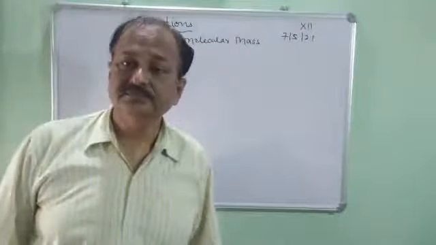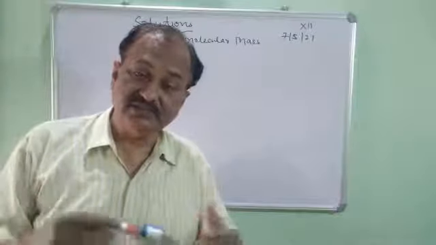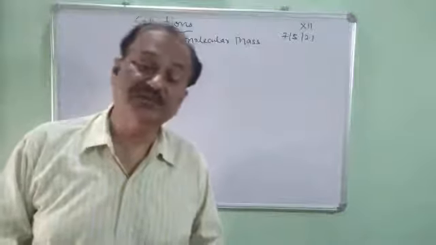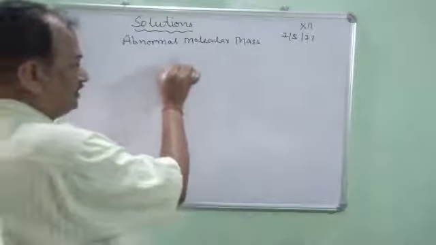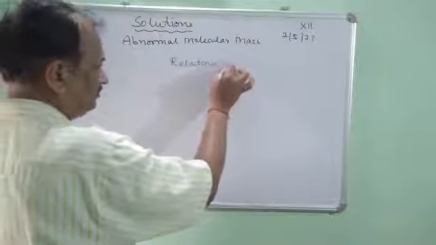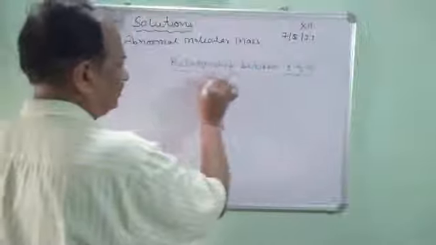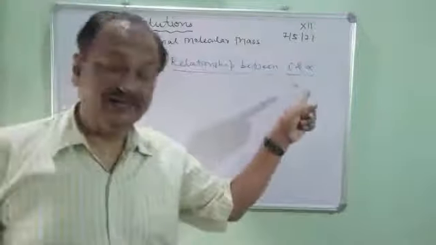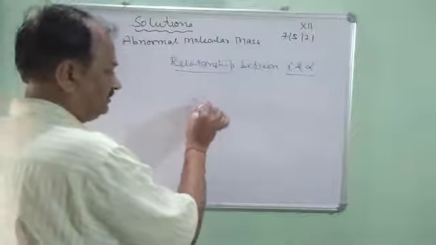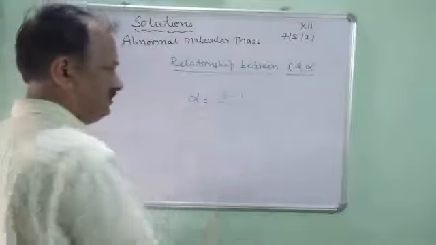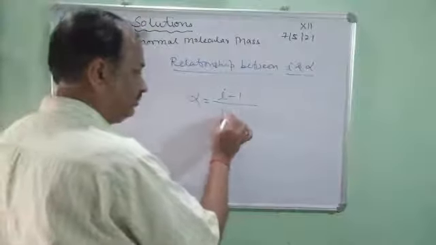The last portion, children, is that you might be knowing that during association or dissociation some exactness is required, and so we have to see the degree of association or degree of dissociation, alpha. So you have to see the relationship between i and alpha from your previous class. So i is the Van 't Hoff factor, and alpha is the degree of association or degree of dissociation. Very simple, alpha is equal to i minus 1, upon n minus 1.